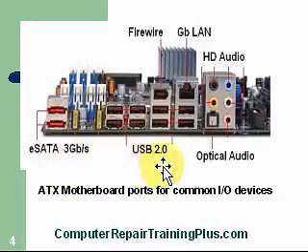Also we have USB 2. We have 8 ports here. Also on the top of this we have a FireWire connection and a gigabit LAN. A gigabit LAN is a billion bits per second LAN connection. Audio, we have a little optical audio connection here and your other typical audio ports.